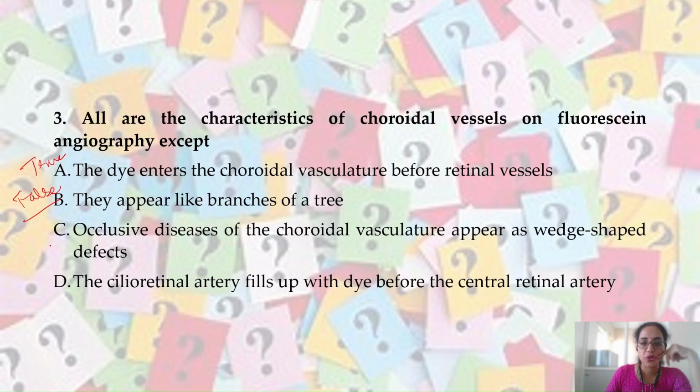Occlusive diseases of the choroidal vasculature appear as wedge-shaped defects. This is true. The cilioretinal artery fills up with dye before the central retinal artery. This is also true because the cilioretinal artery is a branch from the ciliary circulation, which appears before the central retinal artery. Thus, the cilioretinal artery always fills up before the central retinal artery. So the right answer here is B.